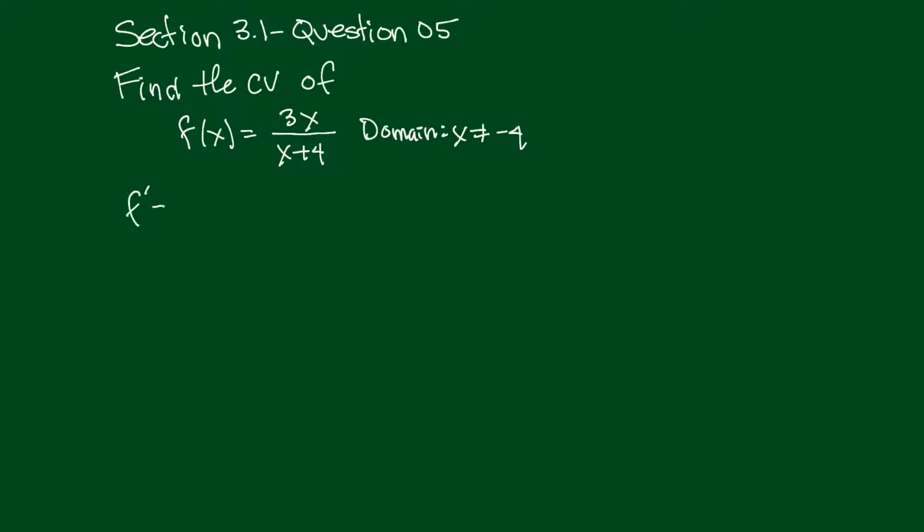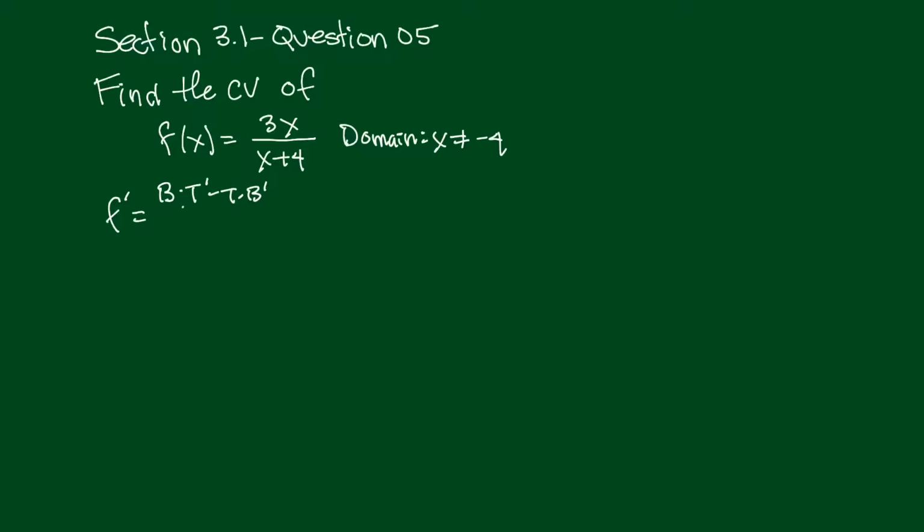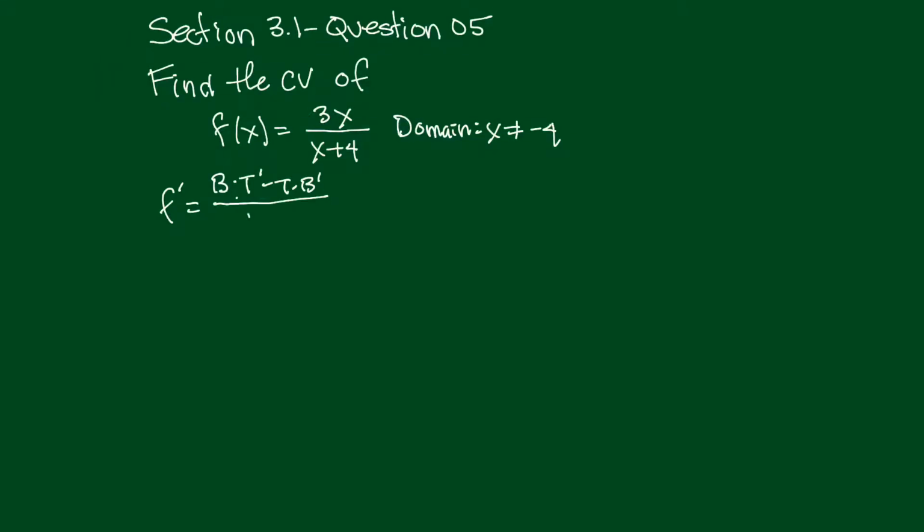Now, this is a quotient, so I'm going to write the template. It's the bottom times the derivative of the top, minus the top times the derivative of the bottom, all over that bottom squared. So this is going to be the bottom, the quantity x plus 4, times the derivative of the top, which is 3, minus the top, which is 3x, times the derivative of the bottom, and that denominator derivative is just a 1. And all of this is over the bottom, x plus 4 squared. So we have the derivative.